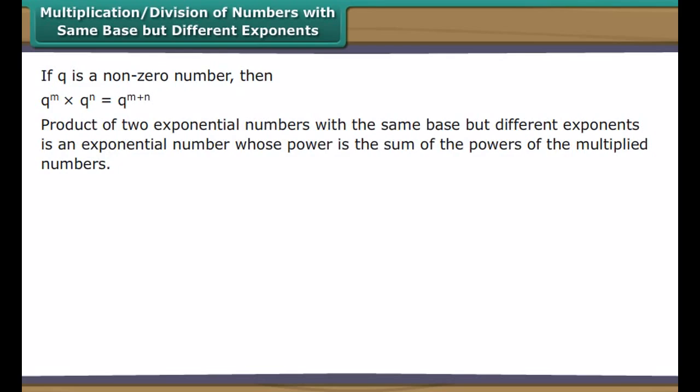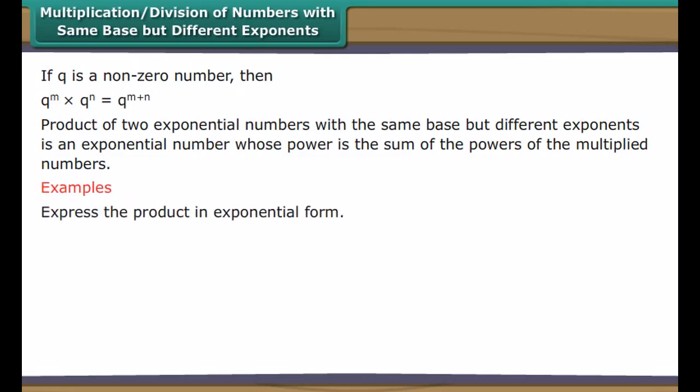Product of two exponential numbers with the same base but different exponents is an exponential number whose power is the sum of the powers of the multiplied numbers. Let us understand the law with the help of some examples.